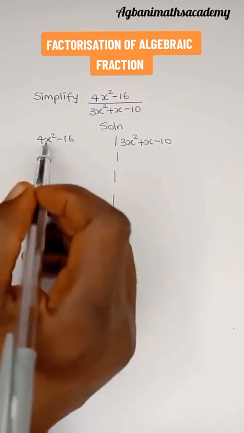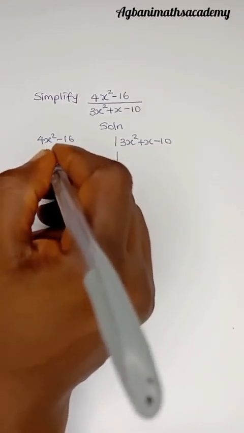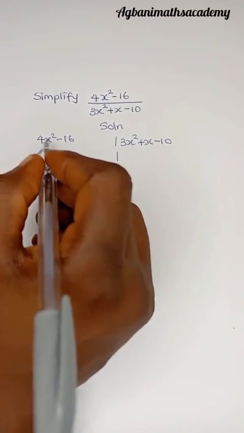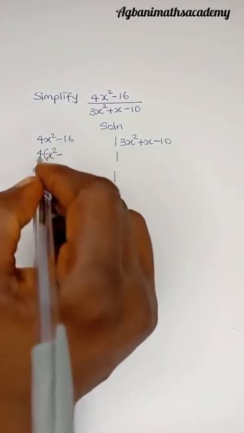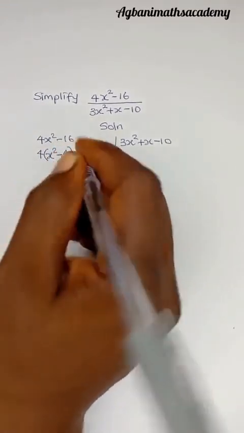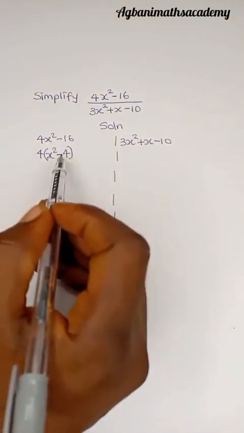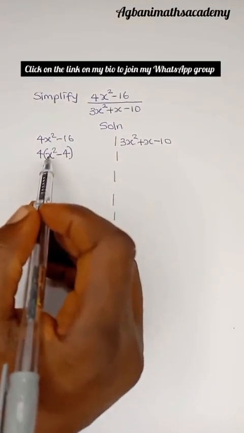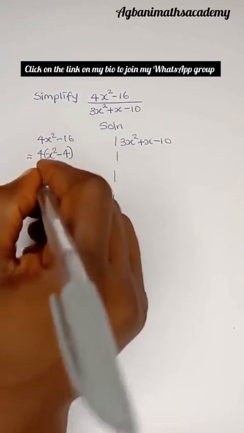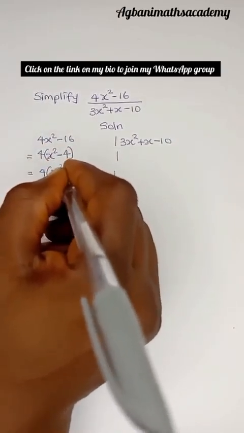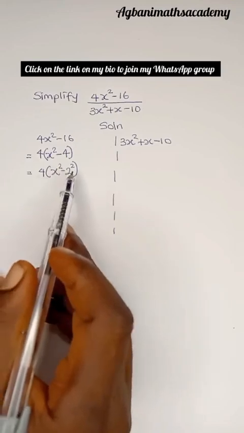What is common between 4x squared and minus 16? What is common is 4. So when 4 is brought out of the bracket, 4x squared divided by 4 is going to give us x squared, and minus 16 divided by 4 is going to give us minus 4. So we have 4 into bracket x squared minus 4. But if you look at this, 4 can be made to be in a square form. So we can also have it as 4 into x squared minus 2 squared.